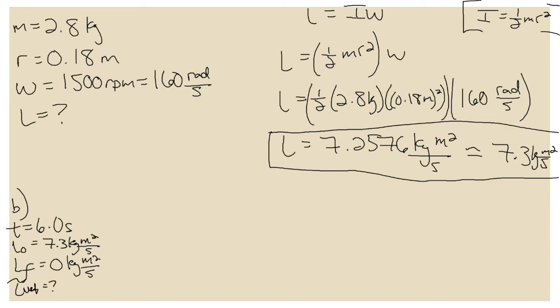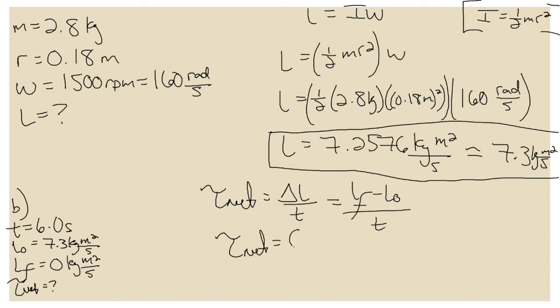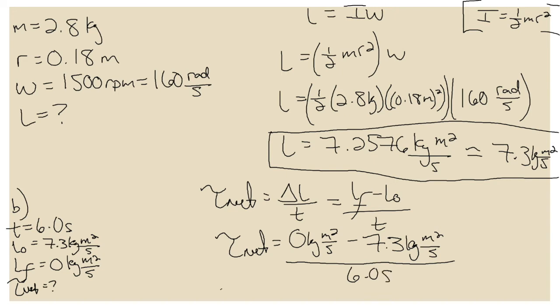And now we have every single thing that we need to solve for the torque, because we already said so far the torque is equal to the change in angular momentum over time. And that means that's the final angular momentum minus the initial angular momentum over the time. And so the net torque here is going to be L final, 0 kilogram meter squared per second, minus the initial angular momentum, 7.3 kilogram meter squared per second. And we're going to divide that by the time, 6.0 seconds. And so we should get a torque here that's just over 1. And of course, when you do that math, you get negative 1.2 Newton meters.